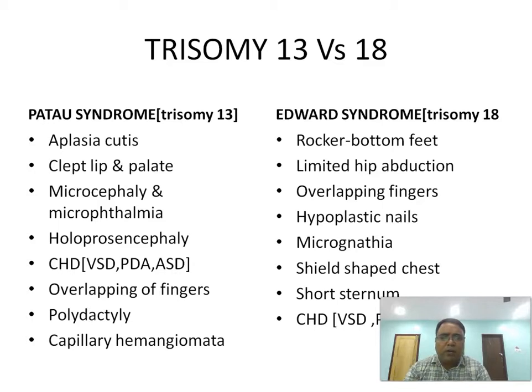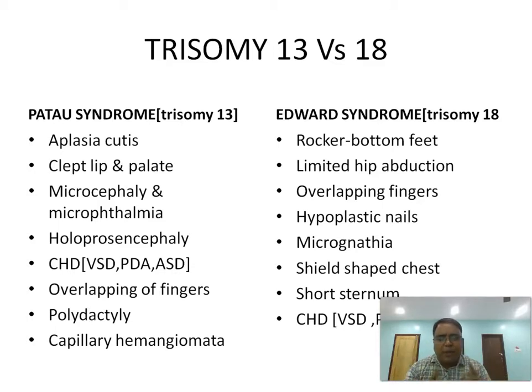Next, about Edwards syndrome. Edwards syndrome is otherwise known as trisomy 18. The characteristic here is hypertonia. We have to remember hypertonia and rocker bottom feet. These are the important findings. Other findings you can get: limited hip abduction, overlapping of fingers, hypoplastic nails, micrognathia, shield chest, short sternum, and congenital heart disease. All these things we can get in Edwards syndrome. But important, what you can get is rocker bottom feet and hypertonia. These are the things we have to remember.